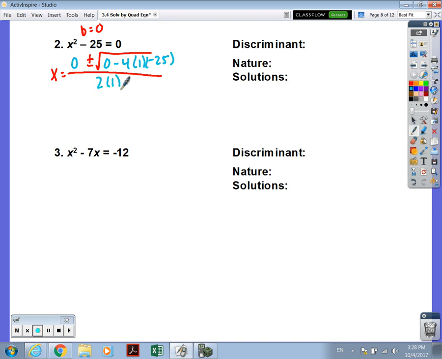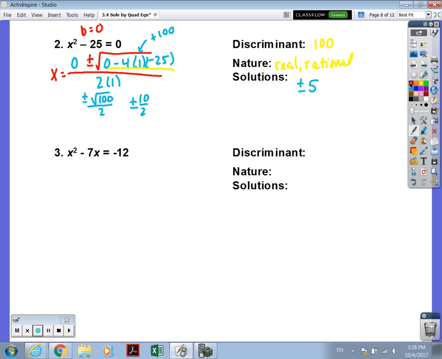Now I want you to look at what's happening in here. This is a positive 100, and so what I really have happening is the square root of 100 with a plus or minus all over 2. 10 over 2 is what we're simplifying, so my answers are plus and minus 5. The discriminant again is this part underneath. Because it was a clean 100, I knew that my answers were going to be real, and this time rational, right? Rational. I can write 5 as a ratio.